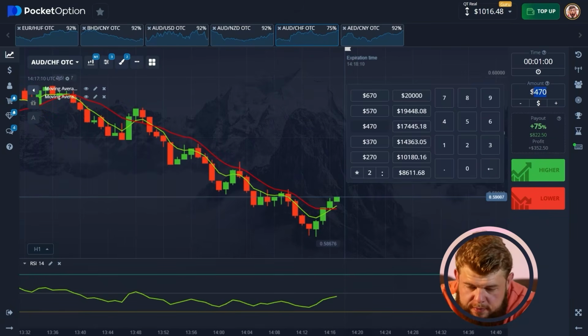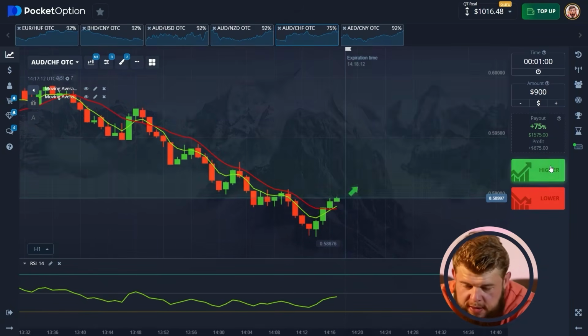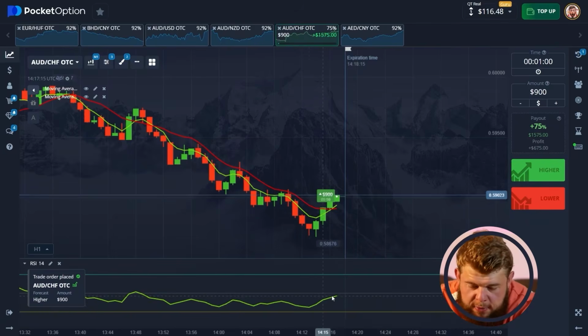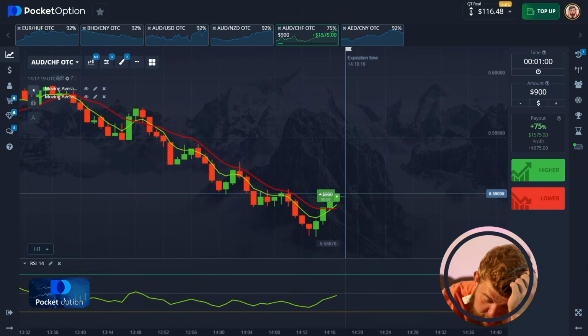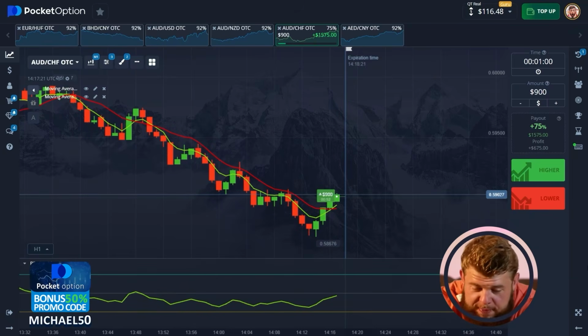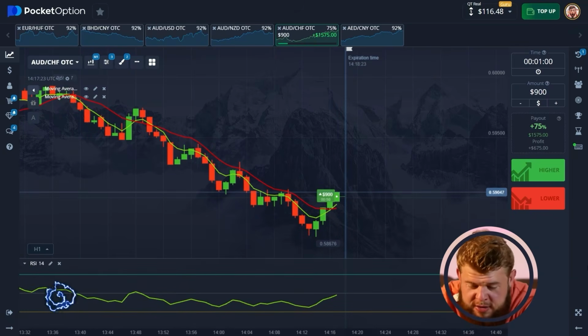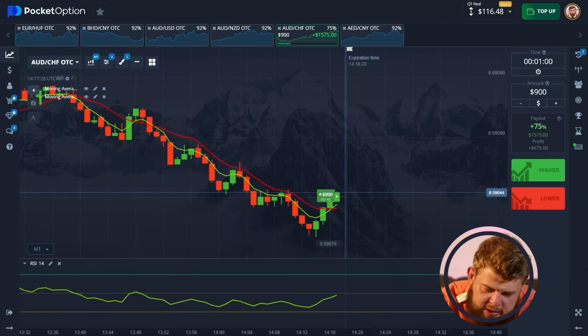Okay, so moreover, according to the chart AUD/CHF, we're now reversing. The price is reversing now, so that's why we have opened buy position here, investing our $900. It's a very simple trade, my friends.